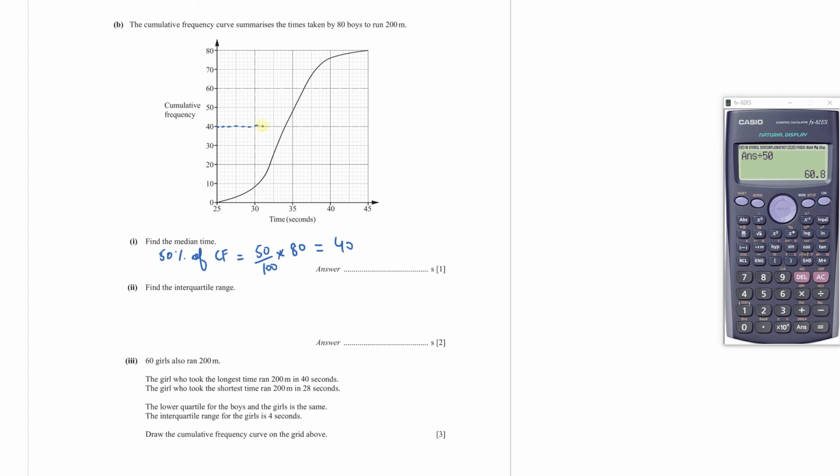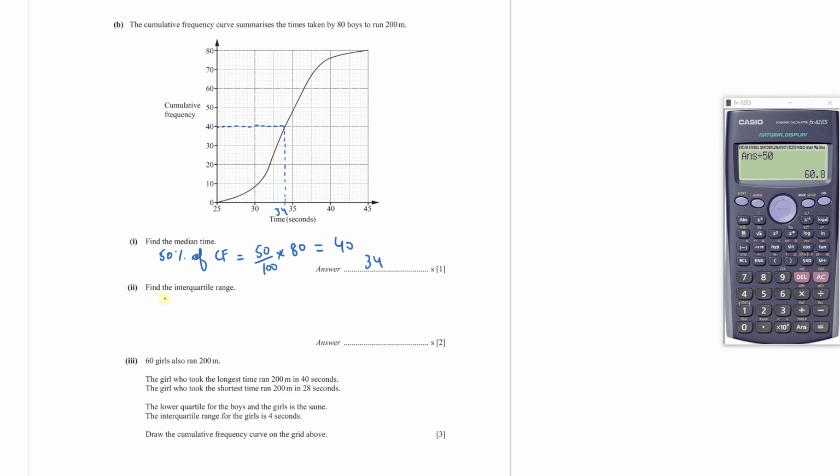So this is the line representing 40, and it intersects the curve at this point. So it's two small boxes to the left of 35. Each small box represents a value of 0.5 because there are 10 boxes between 30 and 35. So 5 over 10 is 0.5. So each small box represents a value of 0.5. So this is 35, this is 34.5, so this is 34. So median is 34.